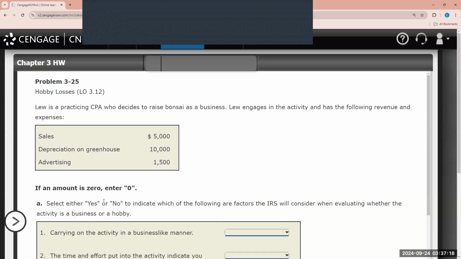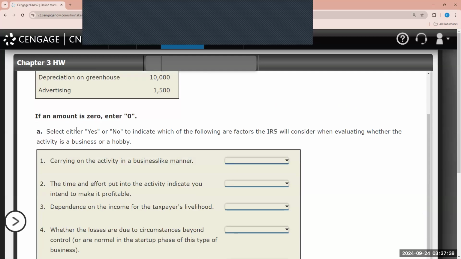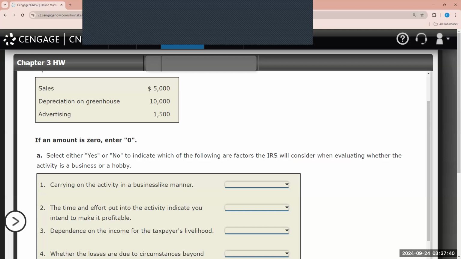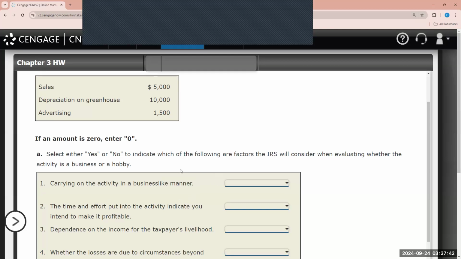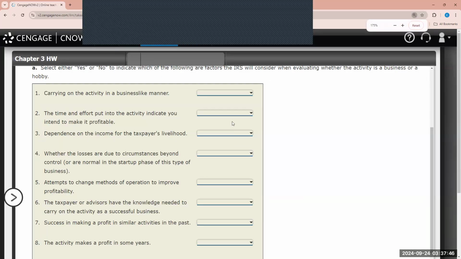This next problem asks: select yes or no to indicate which of the following are factors the IRS will consider when evaluating whether the activity is a business or a hobby. Lou is a practicing CPA who decides to raise bonsai as a business. Lou engages in the activity and has the following revenue and expenses: sales, depreciation on the greenhouse, and advertising. So it wants us to know which factors the IRS will consider to determine if it's a business or a hobby.